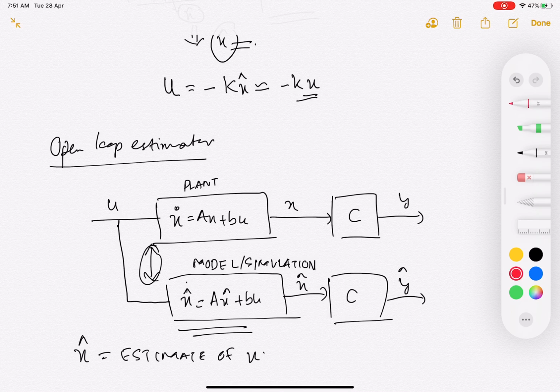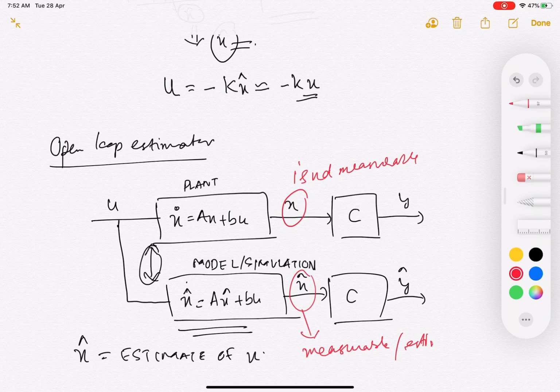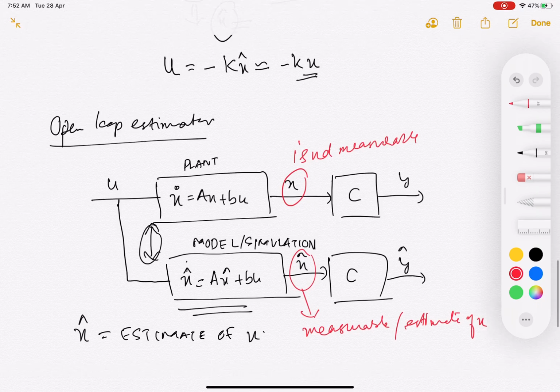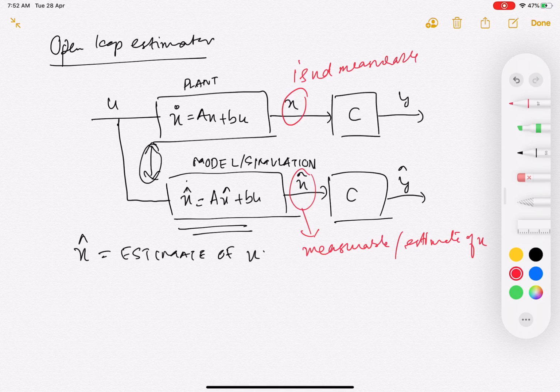And the good thing is that x is not measurable, but x hat is measurable, is in your control. It's an estimate of x. Now there is a problem with this open loop estimator. The problem is that it relies on the fact that you have accurate knowledge of A, B, C, x0, and especially accurate knowledge of x0.